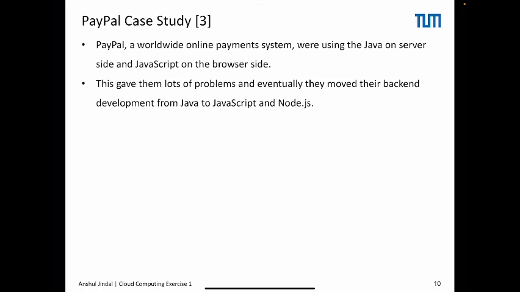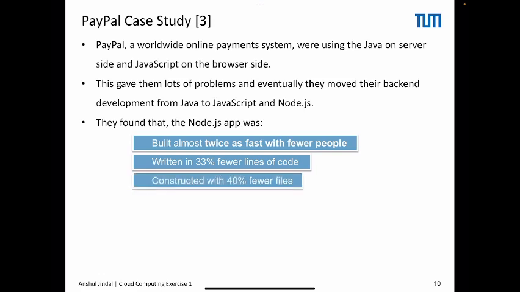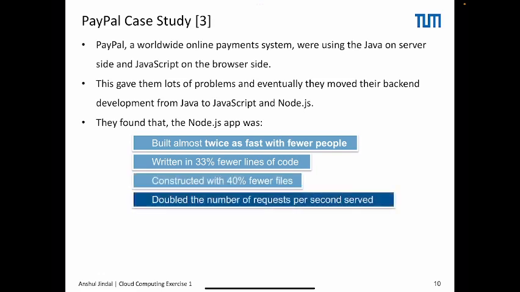It's an online payment system, which was using Java in the backend for processing user requests. This gave them a lot of problems, and then they migrated their backend to Node.js. They found that it was built twice as fast with fewer people, written in 33% fewer lines of code, constructed with 40% fewer files, and it could handle double the number of requests per second, because Java, as you know, has its own JVM in the backend, which is quite heavy.